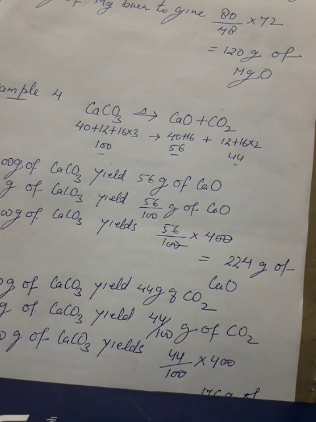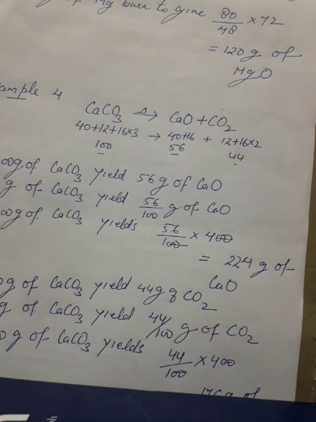That is, calculate the weight of quicklime formed when 400 gram of calcium carbonate is heated, and at the same time calculate the mass of carbon dioxide produced. This is the question. So, what is the first step? Write the chemical equation. Calcium carbonate, CaCO3, when heated, will decompose into calcium oxide (quicklime) plus carbon dioxide. So, what is the next step? Find out the molecular mass of each substance.